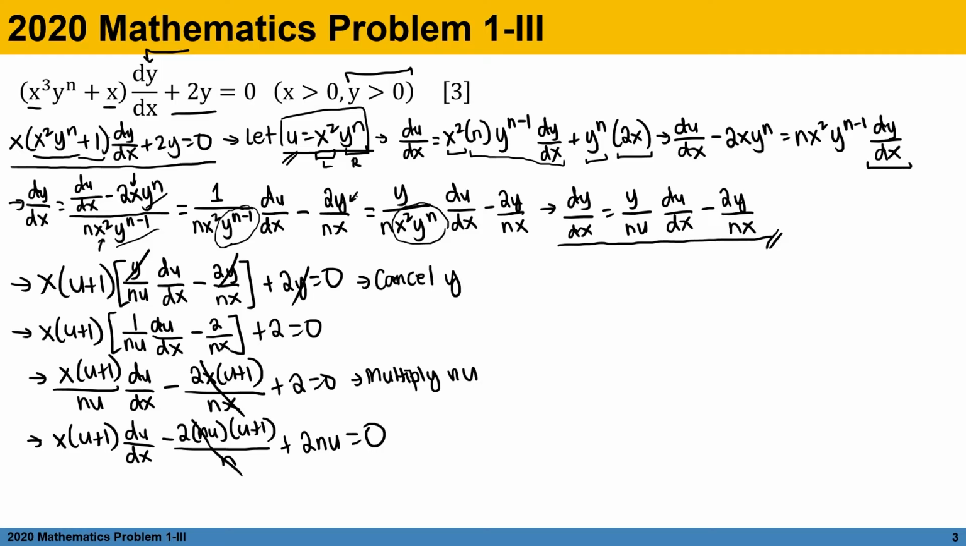Now, let us rearrange this equation. x times u plus 1 du over dx equals 2u times u plus 1 minus 2nu. And then, the next step is to divide all the terms by u plus 1.